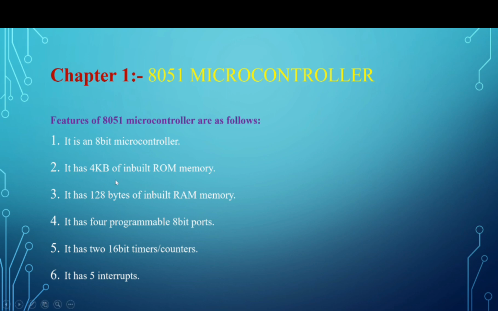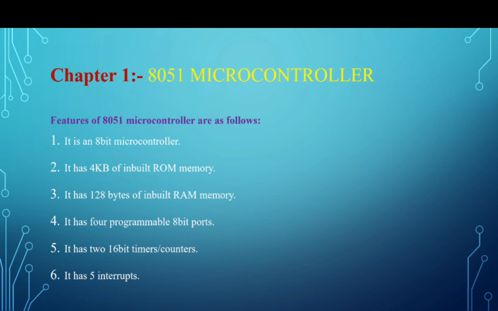It has 4 kilobytes of inbuilt ROM memory. ROM is permanent memory, so it has 4 kilobytes of inbuilt permanent memory for storage of the program. Program memory is of permanent memory nature. When my program is up to 4 kilobytes, I can store it in the internal program memory. And when it exceeds 4 kilobytes, I can store my program in external program memory.